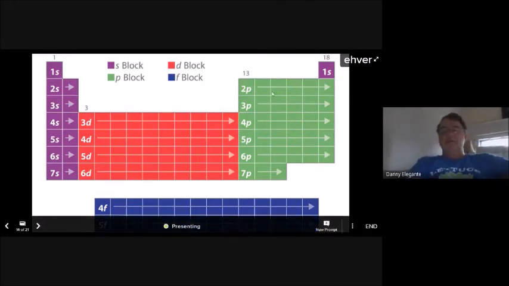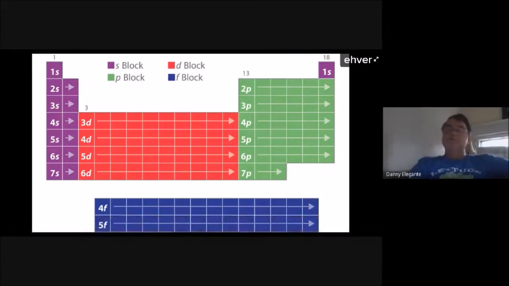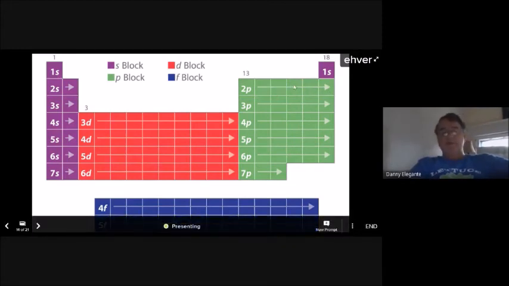The P sublevel is over here in this section of the periodic table. And it is exactly 1, 2, 3, 4, 5, 6 elements wide. So this is the P section because P holds 6 electrons. So there's 3 orbitals, and each orbital has 2. So that means the total P section holds 6 electrons.